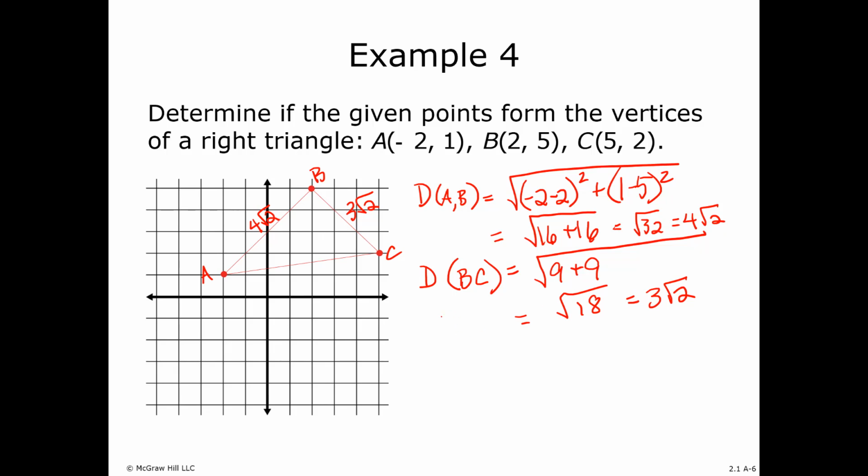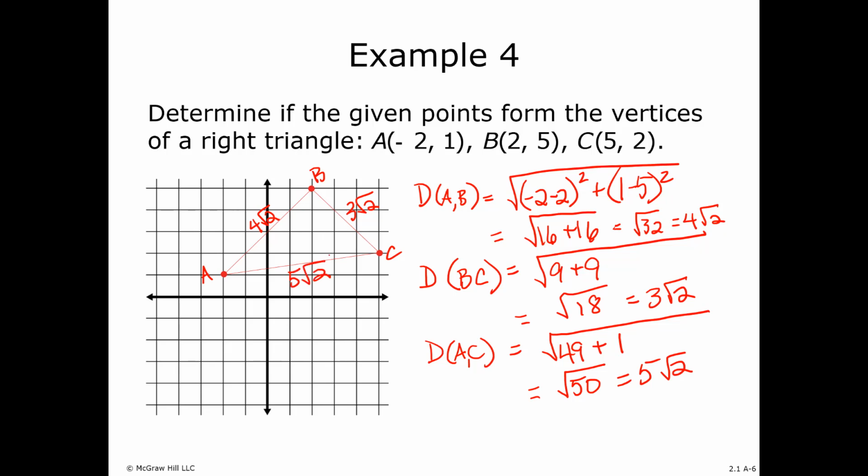And then the distance from A to C is going to be the square root of negative 2 minus 5 is negative 7, so 49. And then 1 minus 2 is negative 1, so square it, that is 1, so square root of 50. And that is equal to 5 times the square root of 2. So 5 square root of 2.